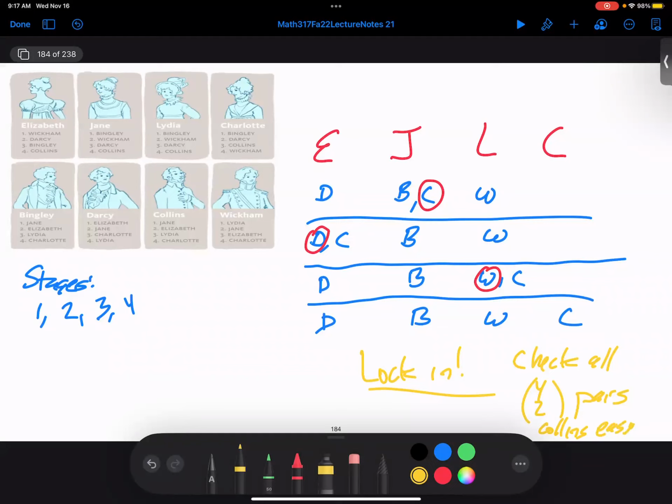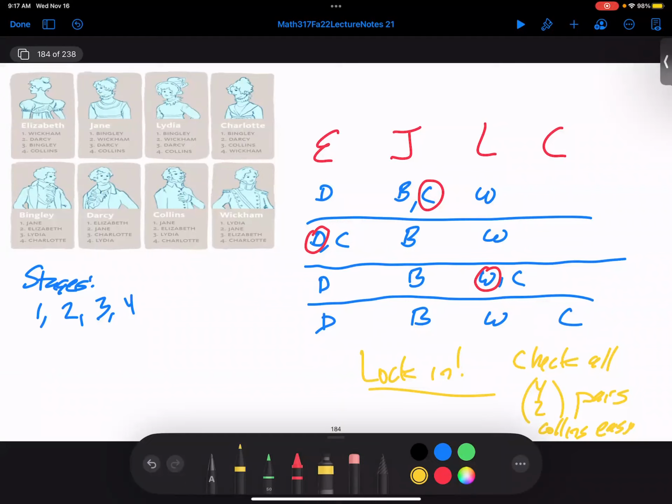So I have 4 pairs: Elizabeth and Darcy, Jane and Bingley, and so on. How many ways can I choose 2 objects from 4? That's just 4 choose 2. I have 4 pairs, and I need to choose 2 of the 4 pairs. And so what's 4 choose 2? It's 4 factorial over 2 factorial, 2 factorial. And so that just becomes 6. So there's 6 pairs to check.